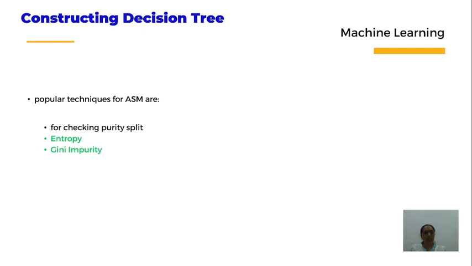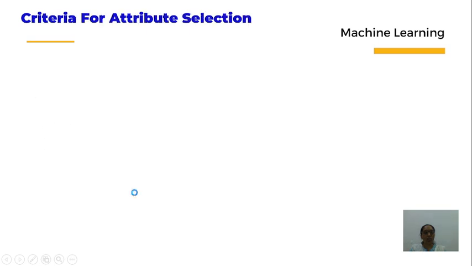Two popular attribute selection measure techniques are there. The first is used for checking the purity of a split. In this, again two are there: entropy and Gini impurity. So these two techniques we will be using for checking the purity of a split. And the second one is information gain, which we will be using for feature splitting, or deciding on which feature the decision tree splits. So for that we will be using information gain.